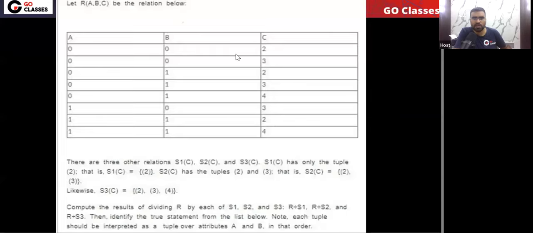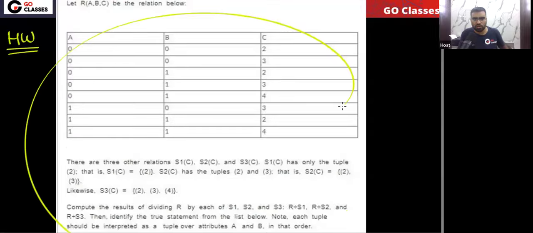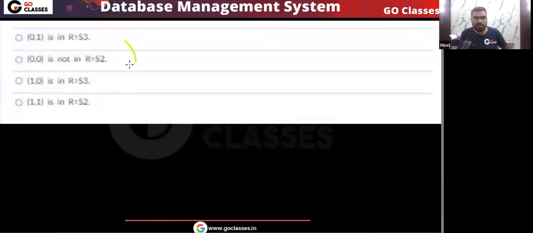Now let's move on. Can I give this question as homework? Let me know. Please take this question as homework. Pause the video, solve this question, put your answer in the comments. This is your question and these are the options. Tell me in the comments which option is correct, A, B, C, D.